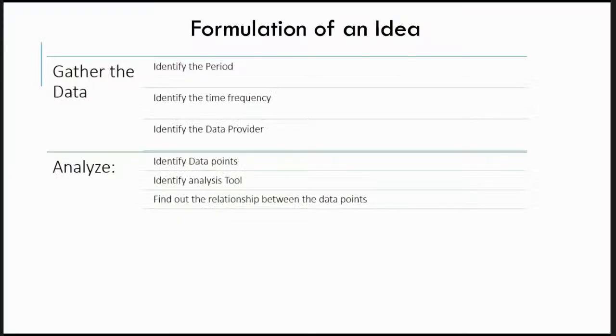Sounds excellent. So once we identify the analysis tool, we need to find out the relationship between the various data points which we have identified. Those relationships of the data points should be linked with some change in the price, so that we can place the buy and sell orders and develop the strategy accordingly. Because if there is no change in the price, we can't do any buying and selling.